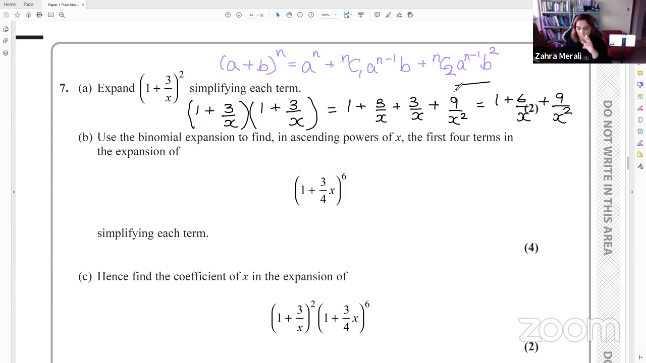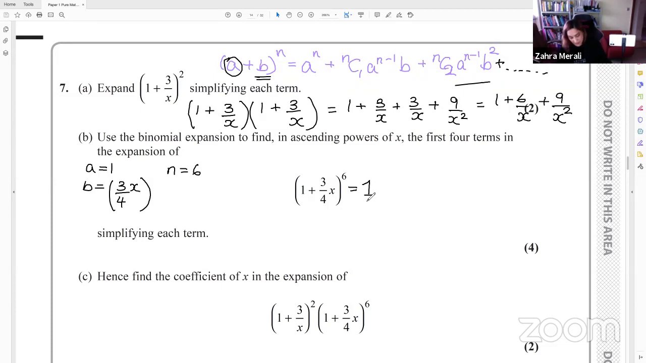I've given you 1, 2, 3, and it does give you the fourth, it just does plus dot, dot, dot, using our formula book. So in this case, our A is equal to 1, our B is equal to 3/4 x, and our n is 6. So our first term is just a to the n. So it's just 1 to the power of 6, which is simply 1.